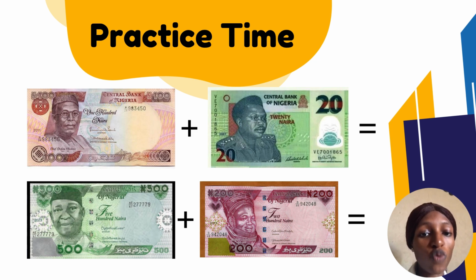Practice time. Look at this and tell me how much it is in total. 100 naira plus 20 naira. Add 20 naira to 100 naira. That will give you the total of what? And 500 naira plus 200 naira. Add 200 naira to 500 naira. It will give you the total of what?